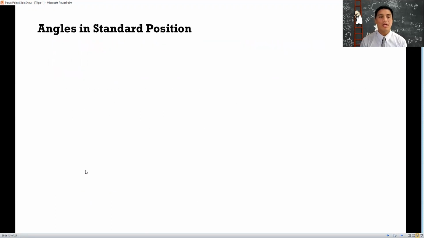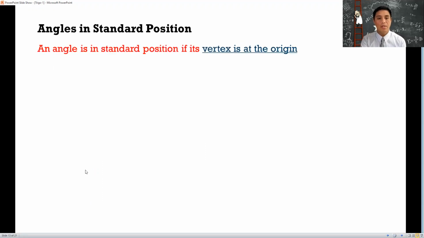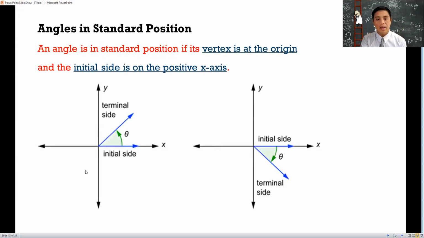So we will now study angles in standard position. When can we say that an angle is in standard position? A very simple concept here: if the angle is at the origin, what does it mean? If the vertex is at the origin, it means the vertex of the angle is at the point 0, 0, and the initial side of the angle is on the positive x-axis. These are the two conditions for the angle to be in standard position.